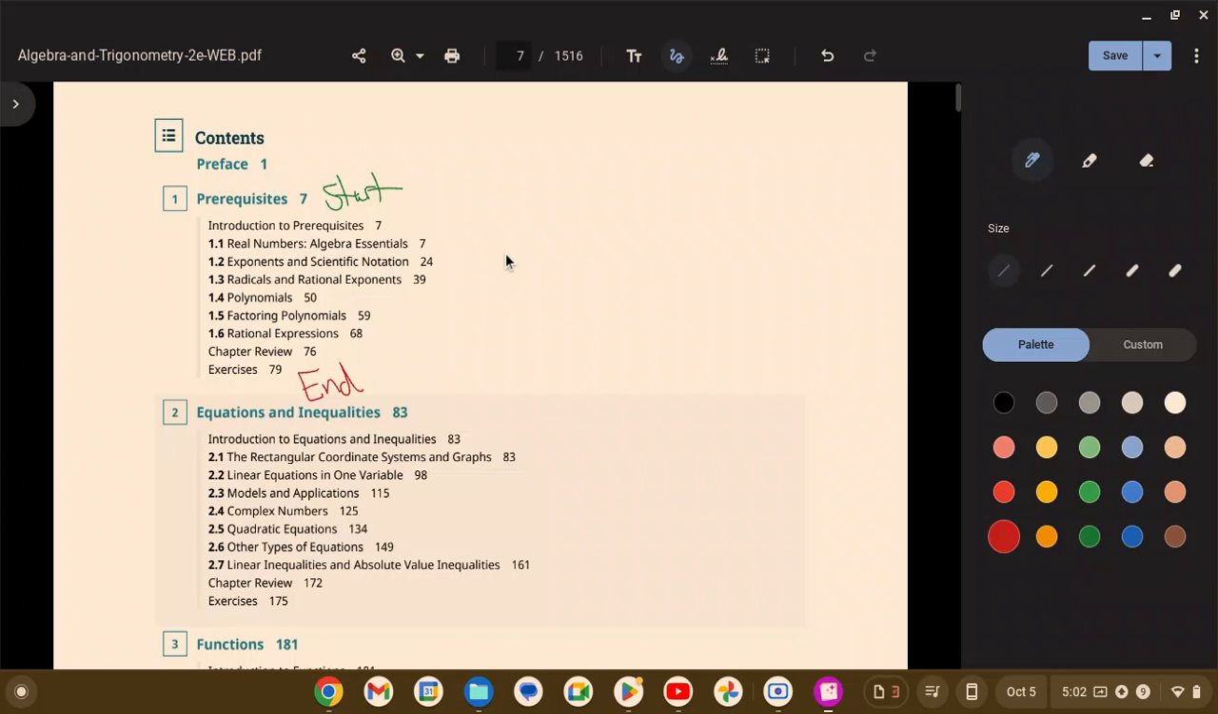So, chapter 1, prerequisites. So there's an introduction to prerequisites on page 7, so beginning. And then section 1.1, real numbers, algebra essentials. 1.2, exponents and scientific notation. 1.3, radicals and rational exponents. 1.4, polynomials. 1.5, factoring polynomials. 1.6, rational expressions. So I'm going to go ahead and let's go blue for the next part. We're going to connect the beginning and end through this.